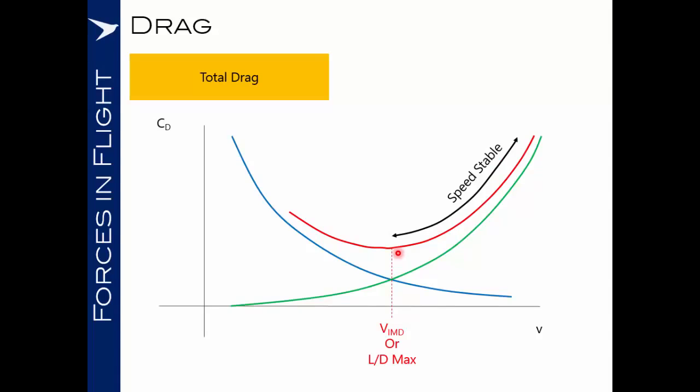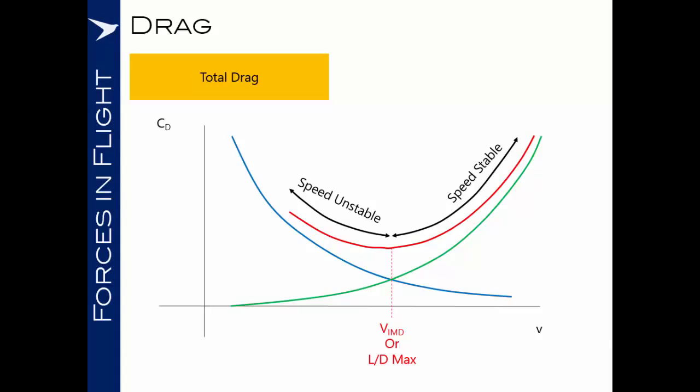However, if we are flying slower than the minimum drag speed on the left-hand side of this curve, then you can see that if we were to decrease our speed, the drag will go up. The effect that this has is that with an increase in drag, we will tend to slow down further. As we slow down further, so the drag will go up, and so we will tend to slow down further. The speed will become divergent, or we can say we will be speed unstable.